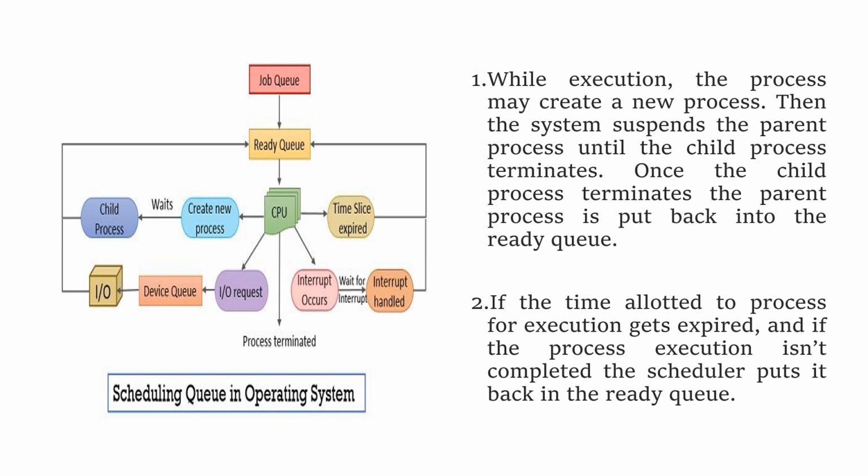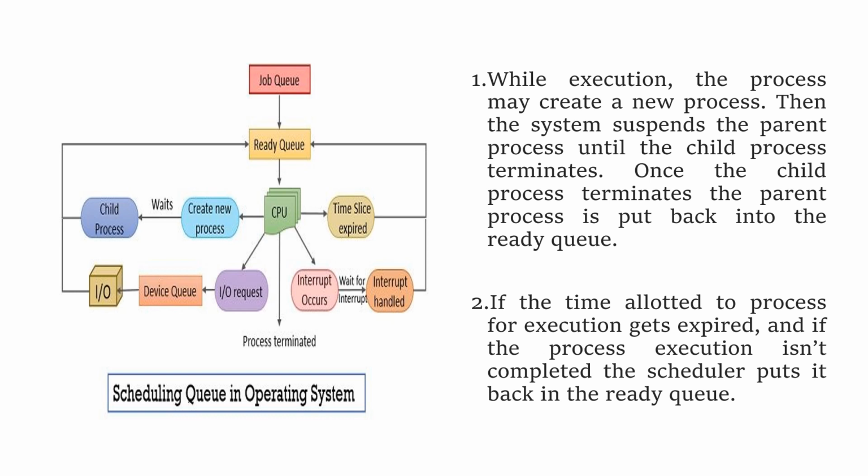Seeing this diagram, we can easily understand the sequence that happens when the process is put in the ready queue. While executing, the process may create a new process. Then the system suspends the parent process until the child process terminates. Once the child process terminates, the parent process is put back into the ready queue. We can see that from the diagram.